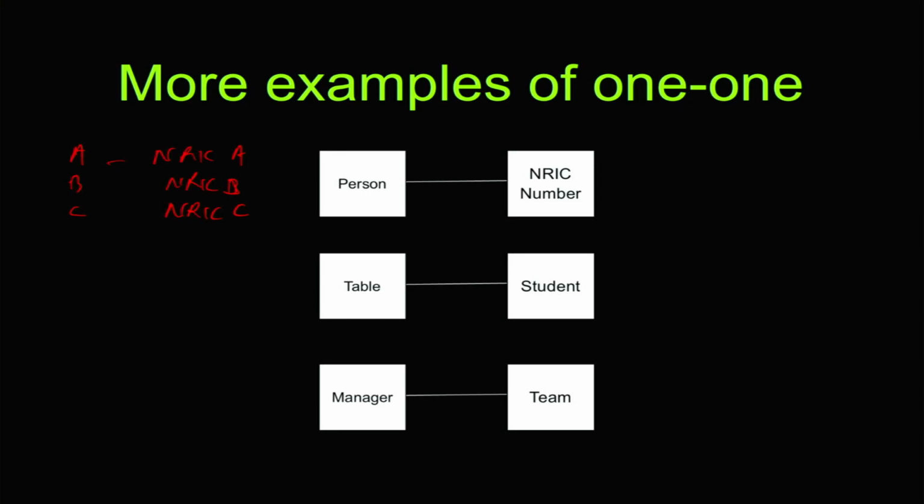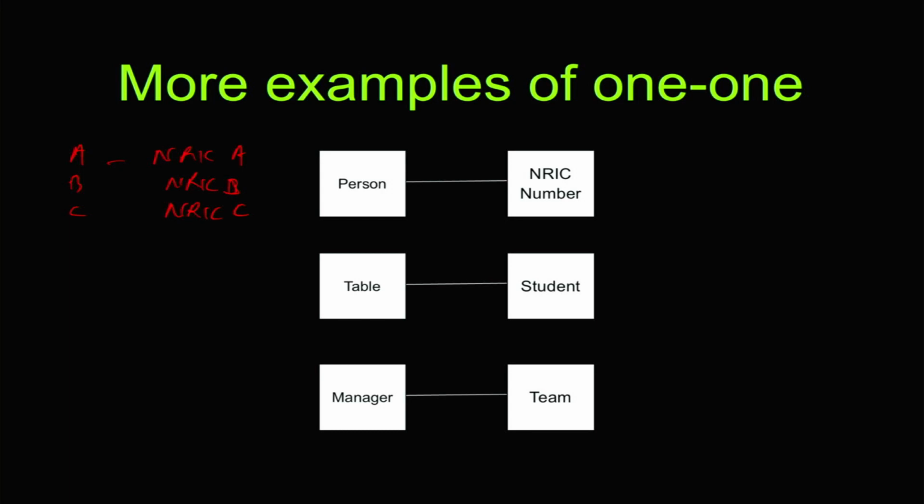Okay, table and student. Especially now when we are talking about COVID, your SMM measures in the classroom, every student is assigned to a table. Every table can only have one student. So this is what you know. Okay, manager and a team. In every team there is one position of manager. Every manager can only be in charge of one team. So this is a one-to-one relationship as well.